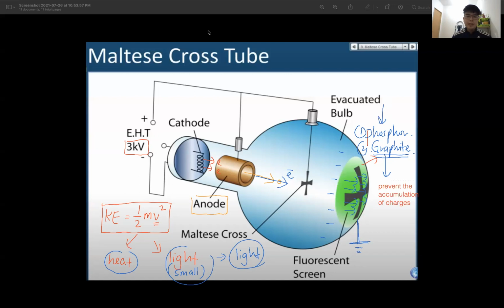kinetic energy into light energy. Okay, create the light energy. Okay, so that's basically what you get here. Okay, now next one.